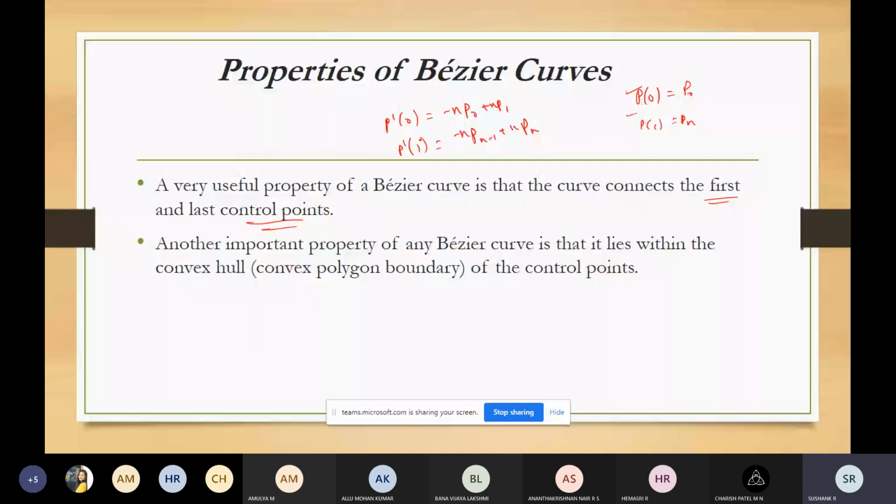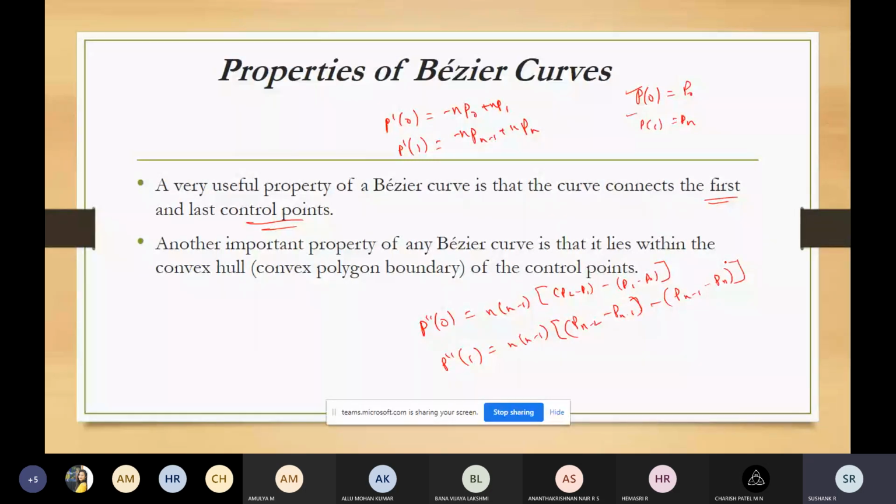If you want to calculate the second order derivative, p double dash of 0 is n into n minus 1 into (P2 minus P1) minus (P1 minus P0). And also P double dash of 1 can be calculated as n into n minus 1 into the difference of P of n minus 2, n minus 1, and n. So like this we can use the second order derivative for calculating the end point. So this is one property.